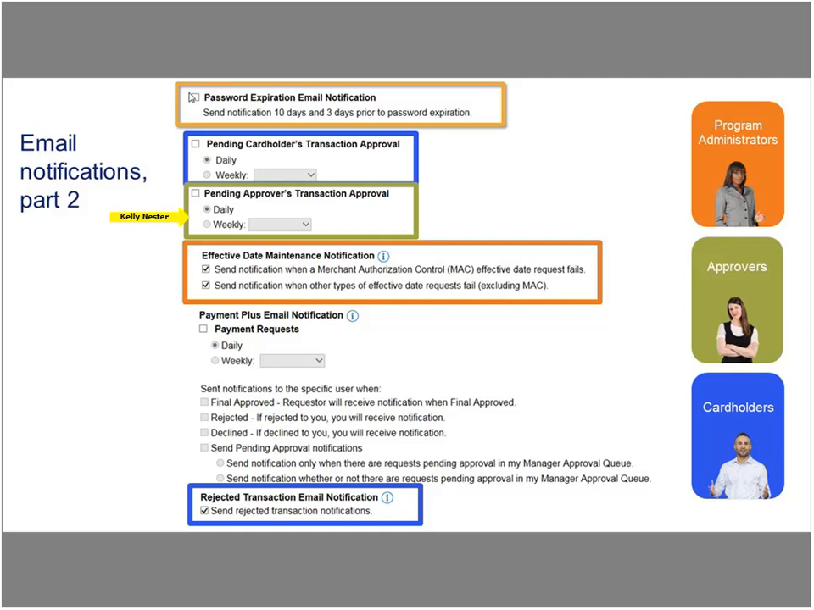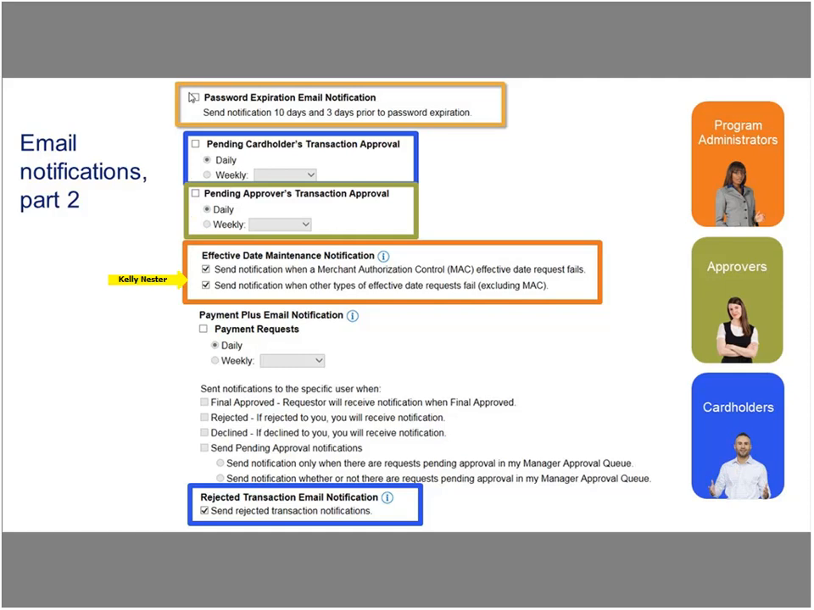Then the next approver notifications relates to approvers. These would be notifications that the approvers would receive if a cardholder has approved their own transaction and then sent it to them in the system for further approvals. And again, you can consolidate this into a once weekly and select the day of the week that you would like to receive these as opposed to daily.